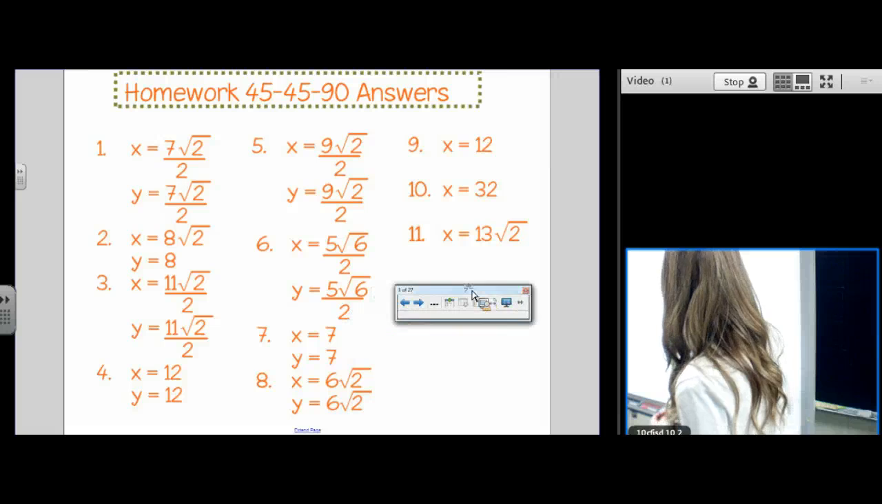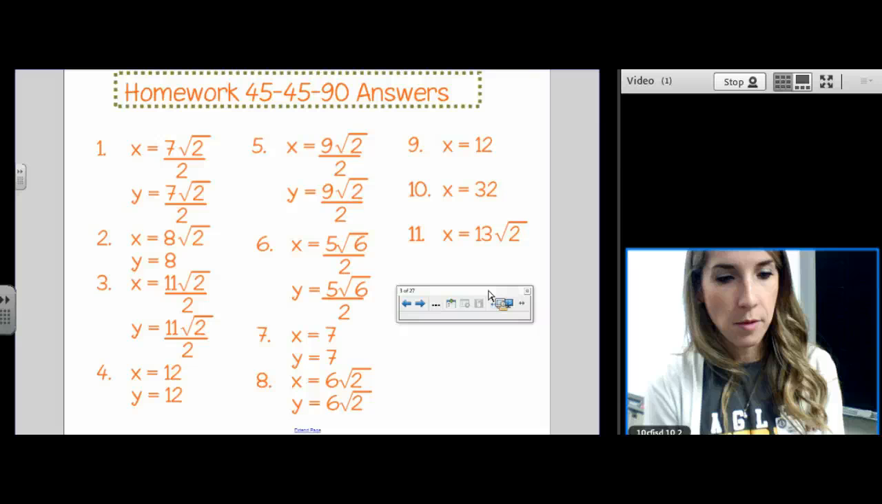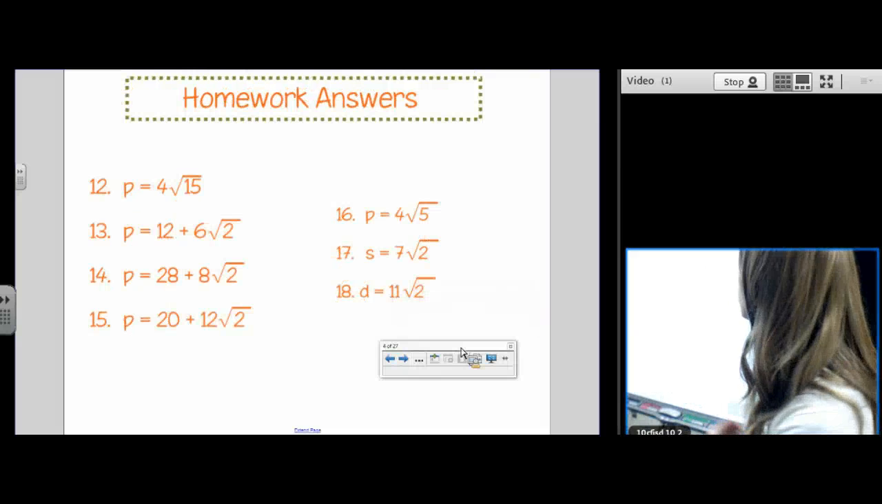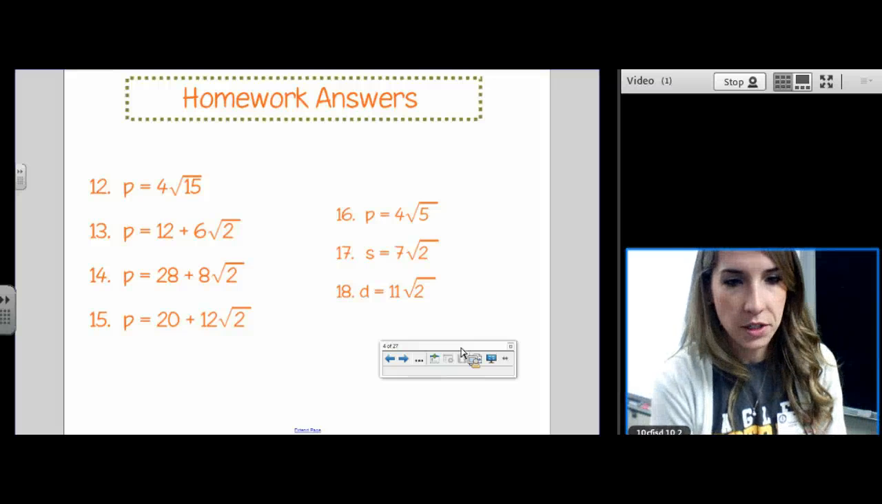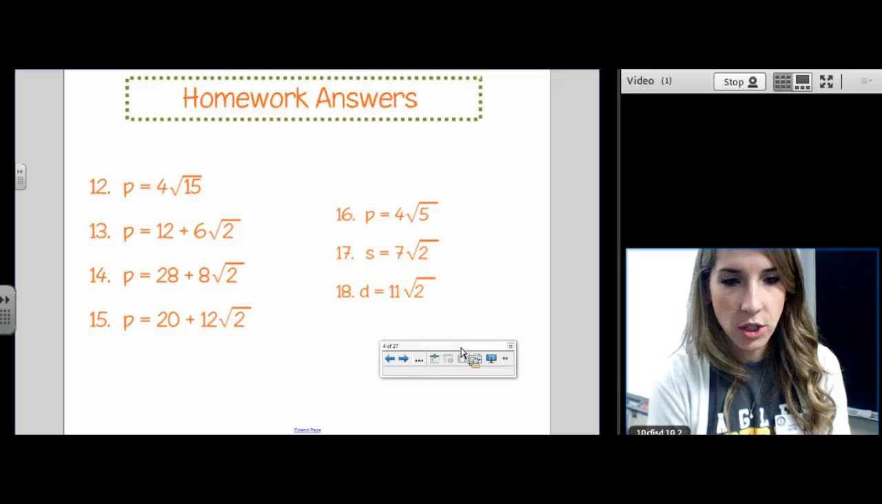Here's the first page of answers. Give you some time to look at those, and then I will work as many as we need to work today. Oh, sorry, we're hiding it. Here's the rest of your homework answers, 12 through 18, and then you need to make sure that you have your questions ready. Which ones am I going to work? Have them ready.